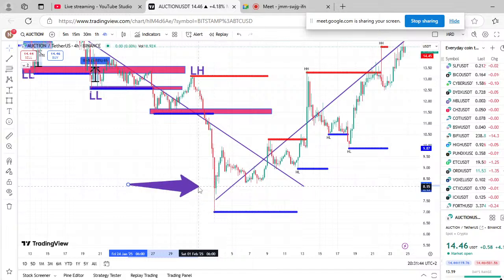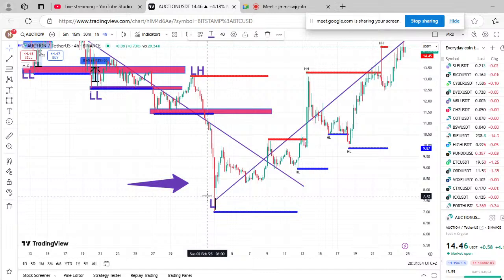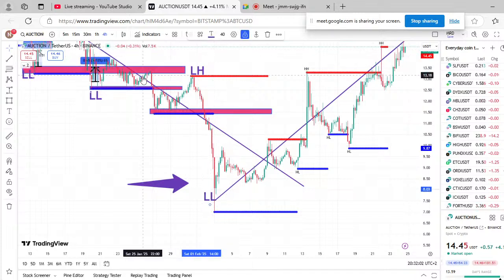So here it was the final lower low. That was the final lower low. It is a matter of following the market. Nothing big. It's a matter of following the market. Where is the market coming from and where is it going?